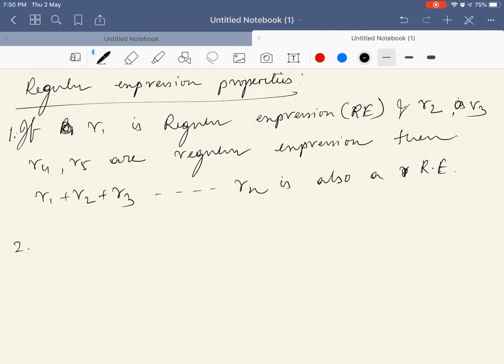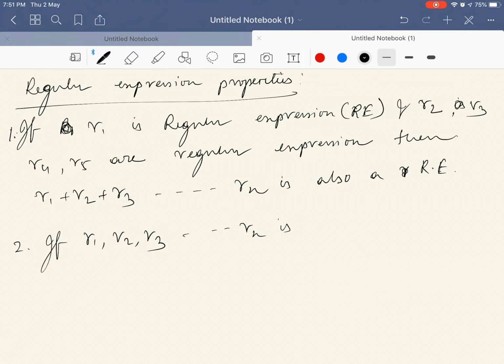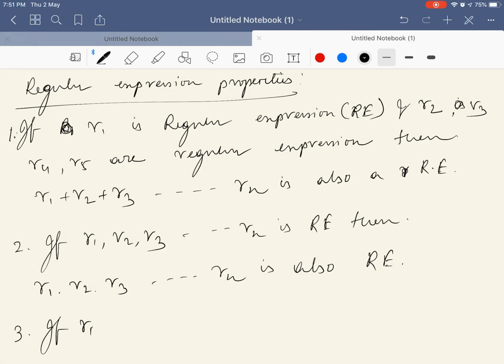regular expression. Similarly, if R1, R2, R3 up to Rn are regular expressions, then R1 dot R2 dot R3 up to Rn is also a regular expression. And if R1 is a regular expression, then R1 star, that is the Kleene star, is also a regular expression. Now in brief, if R1, R2, R3 are regular expressions, then union is also a regular expression, concatenation is also a regular expression, and Kleene star is also a regular expression.